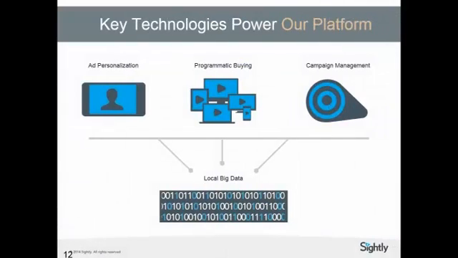So our technology has three major components that include all of those elements: the ad personalization component, the programmatic buying component, and the campaign management component, all of which are underpinned by what we like to call the local big data, which is the data that we gather and massage in order to determine how to optimize campaigns, both for individual clients as well as for categories over time.